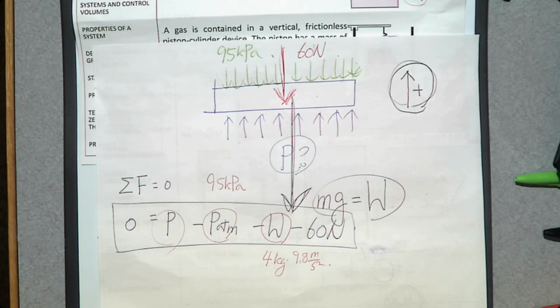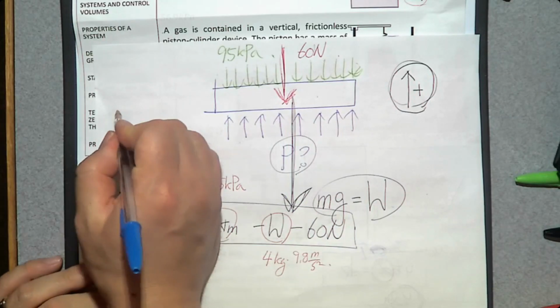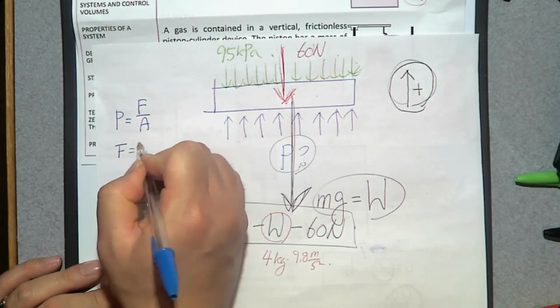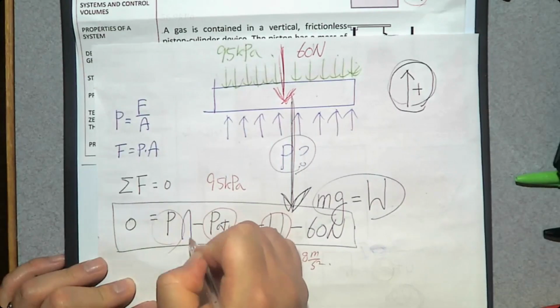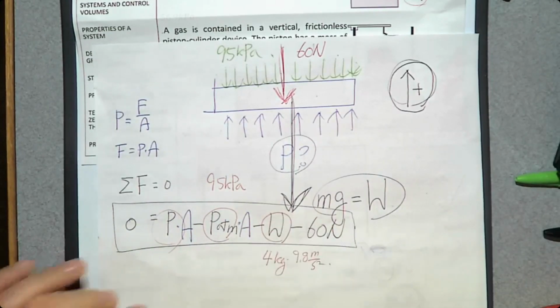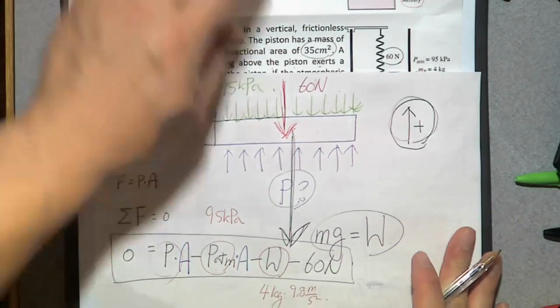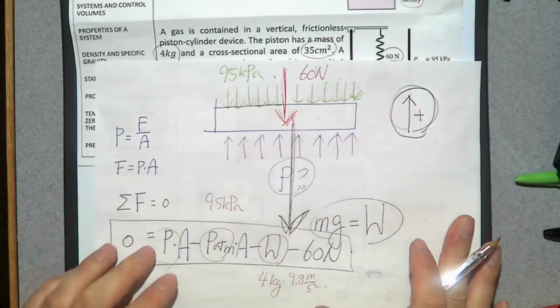Look at the units. Yeah, P ATM is in kilopascal. What is it? Pressure. 60 Newton. Is it pressure? No, it's a force. The force is different from pressure. So how can you convert this pressure into a force? Pressure is force divided by area. So force is pressure times area. So you need to multiply by the cross-sectional area of this piston. And what is it? Cross-sectional area, 35 centimeters square.